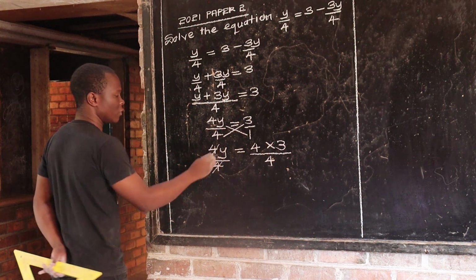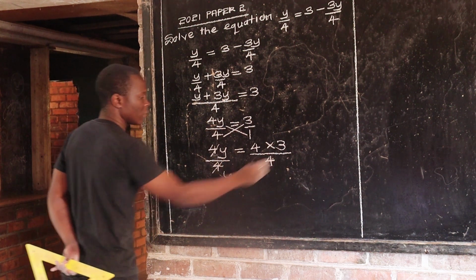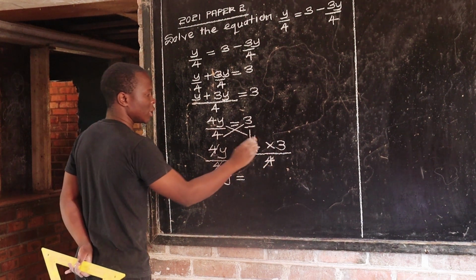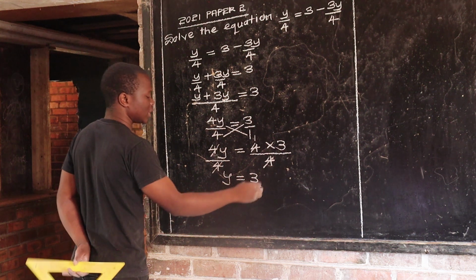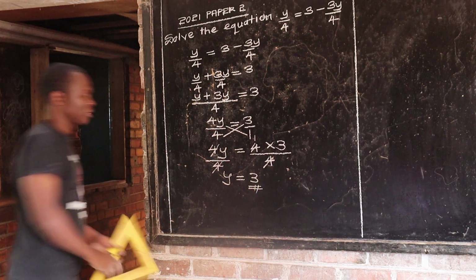So these two are going to go, y is equal to 4 into 4, it's 1. 1 times 3, you obtain 3. So the value of y is equal to what? 3. So this is the way you answer this question.